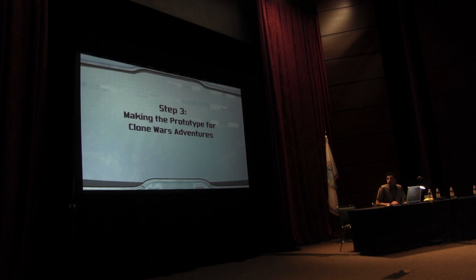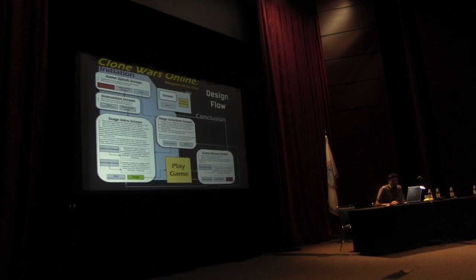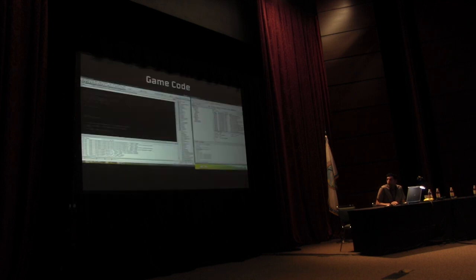So step 3, making the prototype. To make the prototype, this is an example of a design flow. It's basically just a chart that says, when I do this, what's going to happen next, and how's it going to go, and where do I get to play a game. This is what a game coder looks at all day. Not much fun.